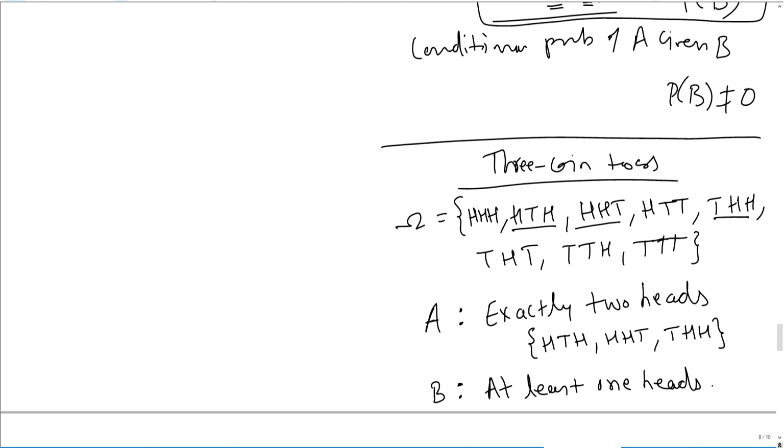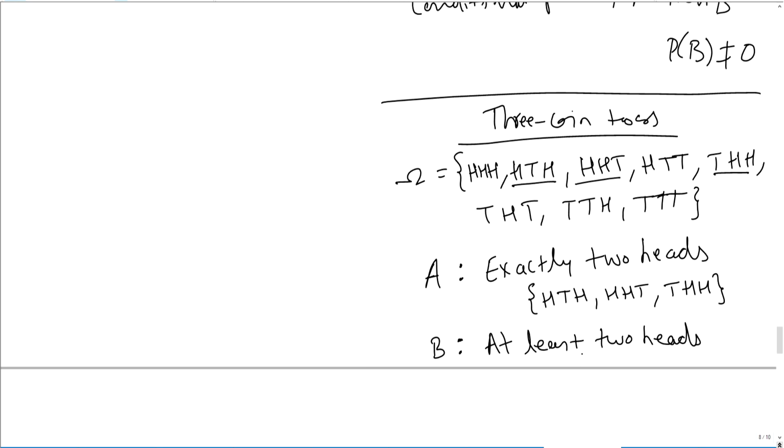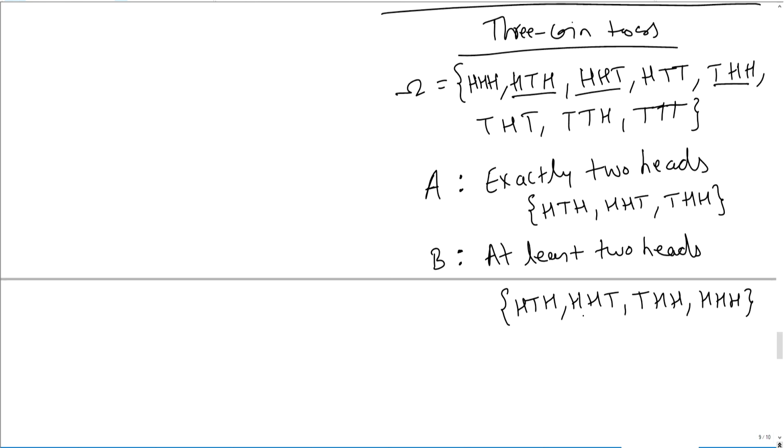And let us say event B is the event where you obtain at least 2 heads, to make it comparable. So, event A is the event of obtaining exactly 2 heads, event B is the event of obtaining at least 2 heads. That means all the possible outcomes which contain 2 heads as well as the outcome which contains 3 heads. So, it would add one more outcome to the list: HTH, HHT, THH and HHH. So, this is event A, this is event B.